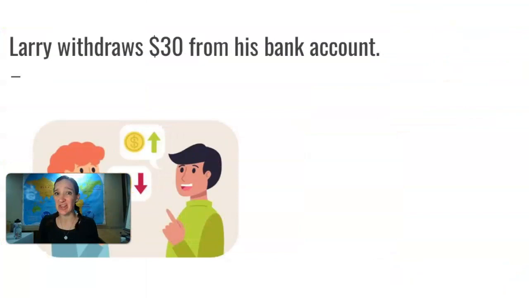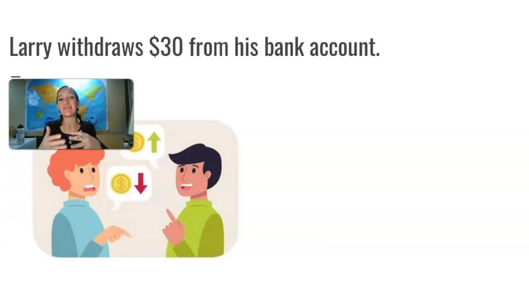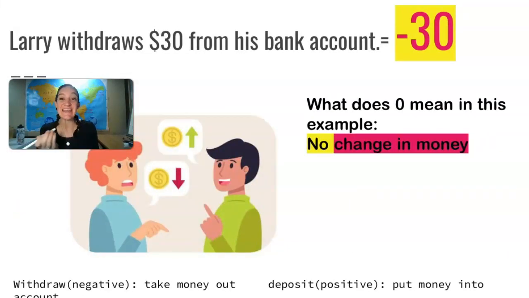Another example you're going to see a lot is with banking, with money. You guys are going to be adults. You're going to be dealing with bank accounts, checking accounts where you withdraw and deposit money. So if Larry withdraws $30 from his bank account, that means he takes it out and it is no longer his. It's no longer in his account. So if you withdraw money, that is a negative.